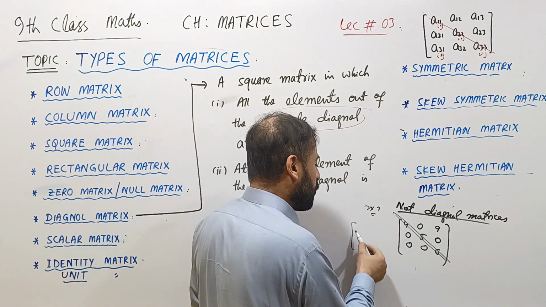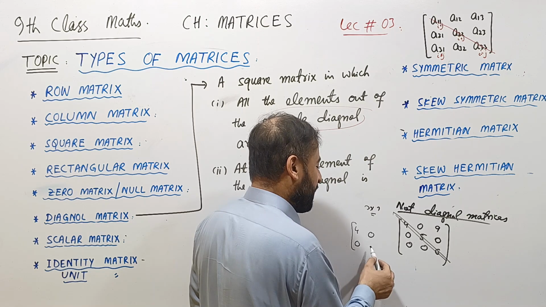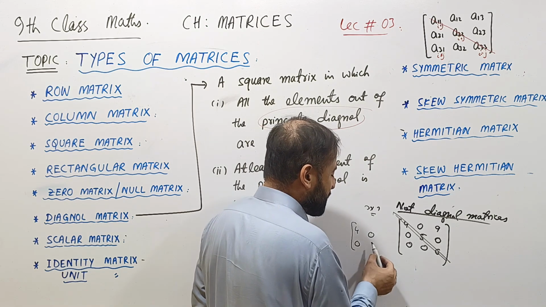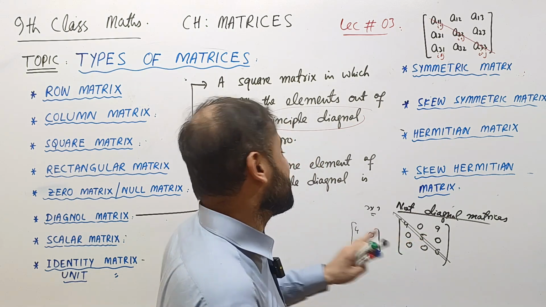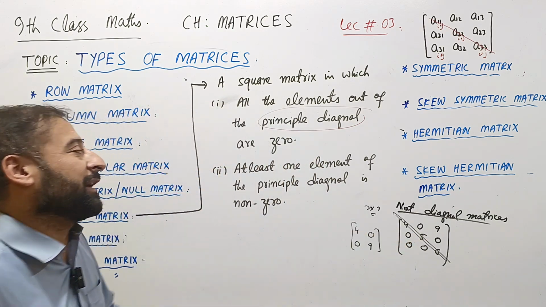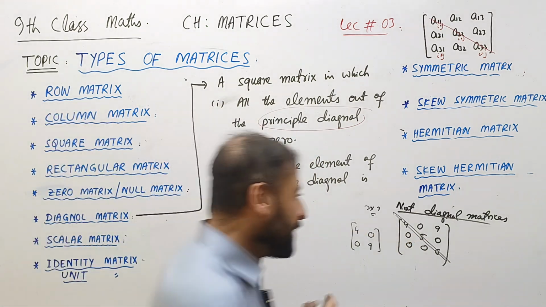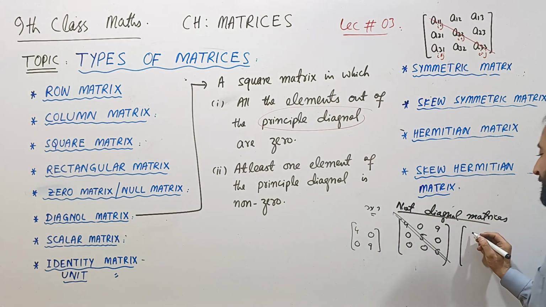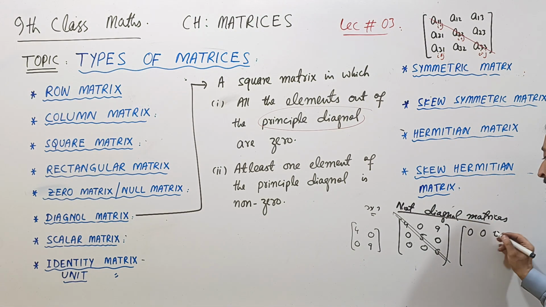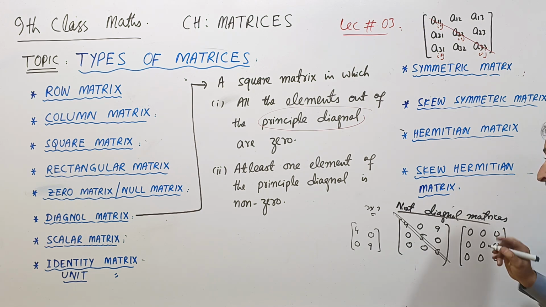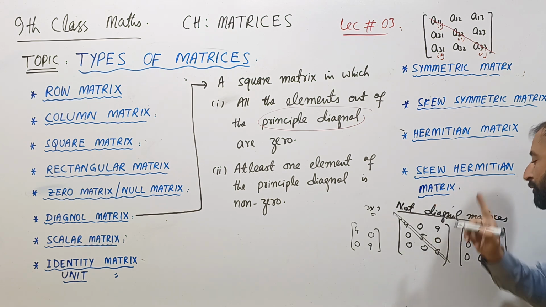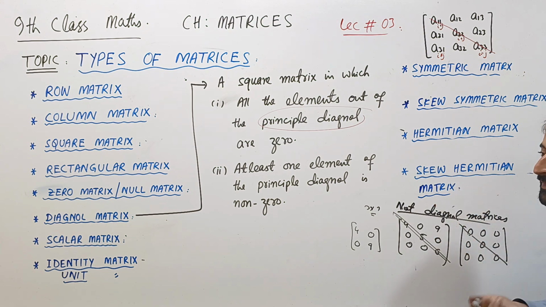And if you are talking about a 2 by 2 matrix, then out of the principal diagonal there are only 2 elements, this one and this one. You got the point, students. This is the first condition. The second condition is that at least one element of the principal diagonal has to be non-zero. Like this. This is also not a diagonal matrix, because here the first condition is satisfied, but the second condition is not satisfied. All the elements out of the principal diagonal are 0, but at least one element of the principal diagonal has to be non-zero.